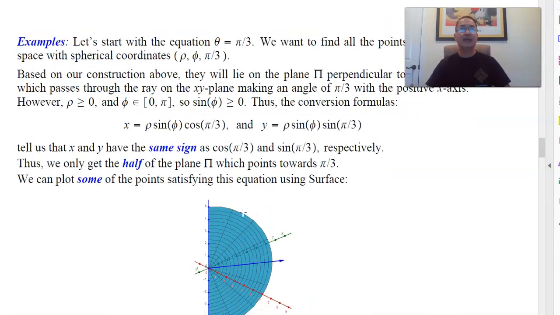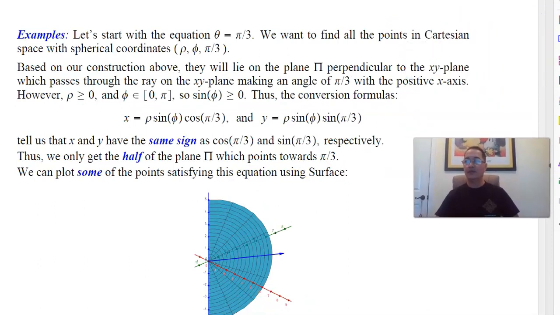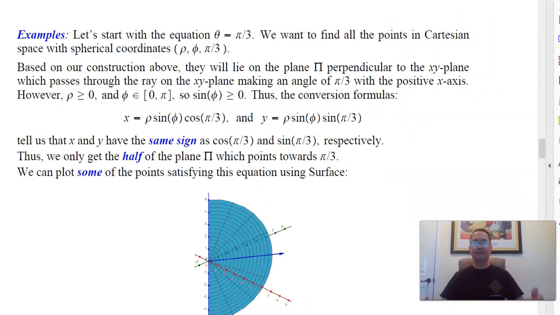So what happens if we set one of the spherical coordinates to a constant? Let's start with theta.